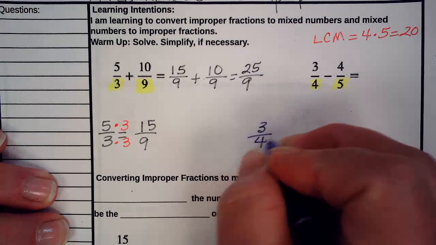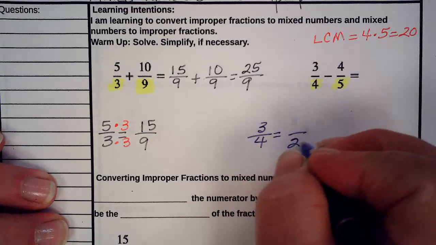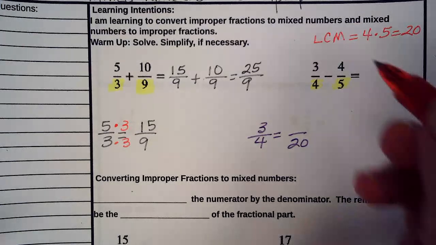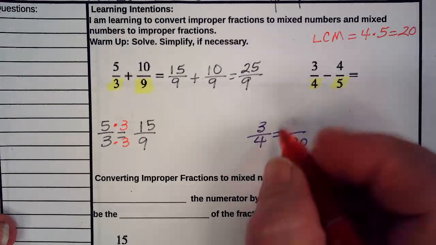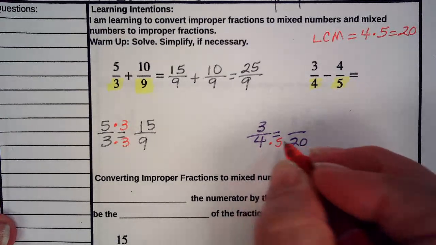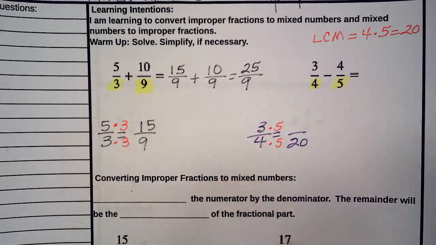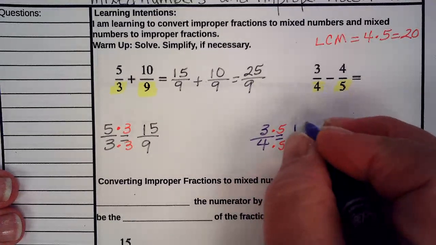3 over 4 gives me what over 20? What do I multiply 4 by to get 20? Well, just look up here. 5. What I do on the bottom, I have to do on the top. 3 times 5 is 15.